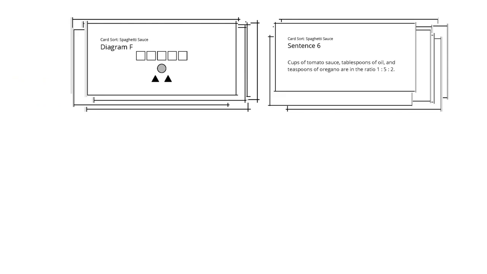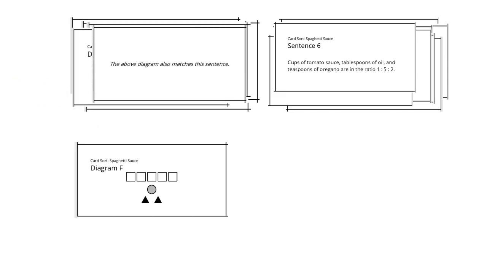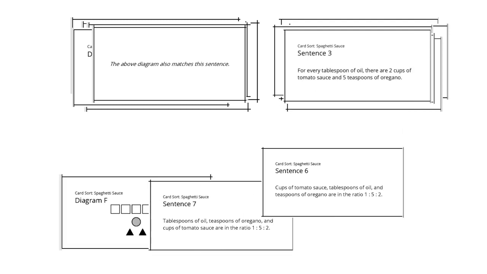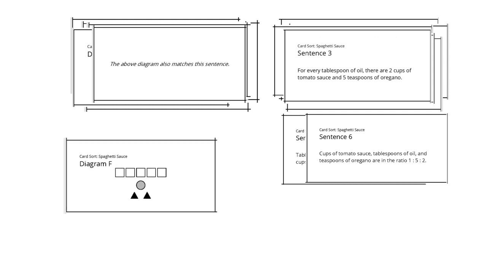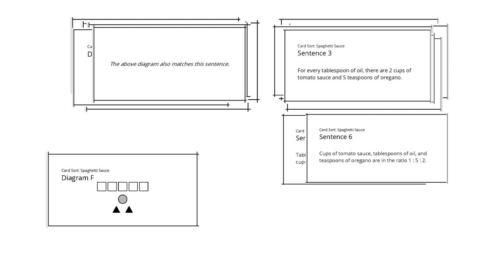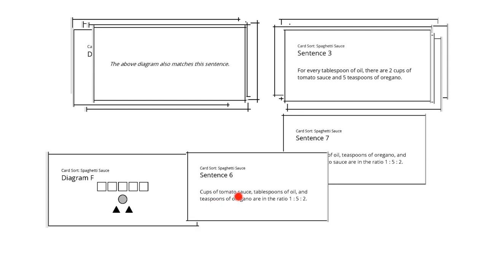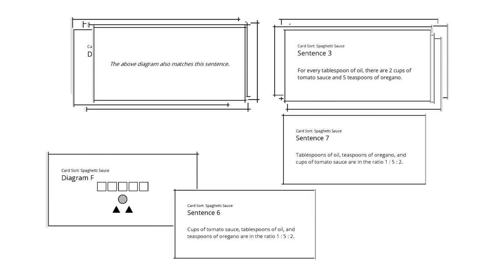And so the idea is now students are going to try and take a diagram and match it to the right sentence. And so in this case, we've got diagram F. We see 3 objects, and then here in the sentence it says cups of tomato sauce, tablespoons of oil, and teaspoons of oregano are in the ratio of 1 to 5 to 2. Ooh, look at that. I happen to find a match. Here's 1 to 5 to 2, and there's our items over here. And so therefore, these 2 things are a match.